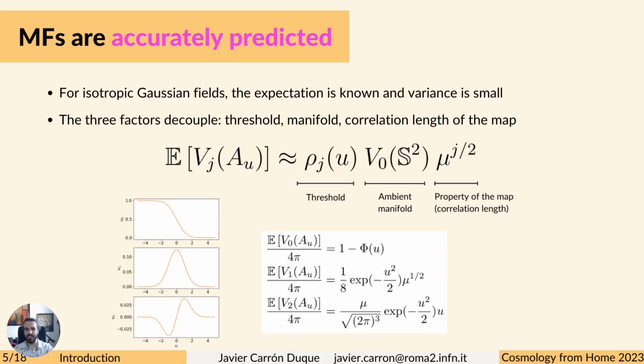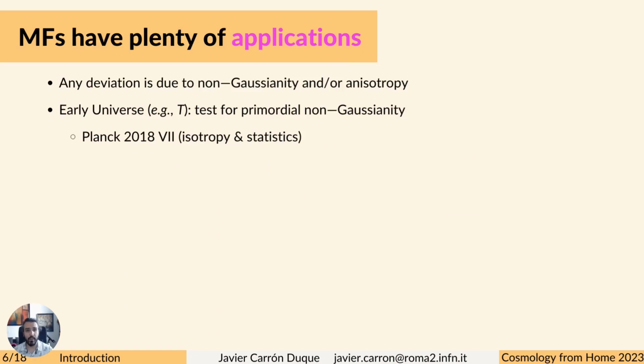So just to show that there are easy formulas with easy profiles, these are the functions as a function of the threshold for an isotropic Gaussian field on the sphere. So it's fairly simple predictions. Now, if we measure the Minkowski functionals on your favorite map and it doesn't follow these predictions, then your map is not Gaussian or isotropic.